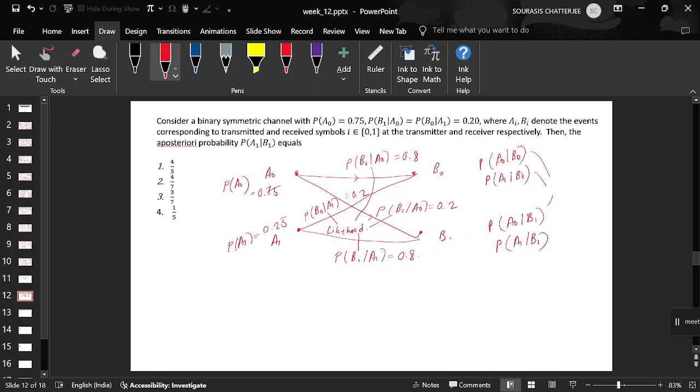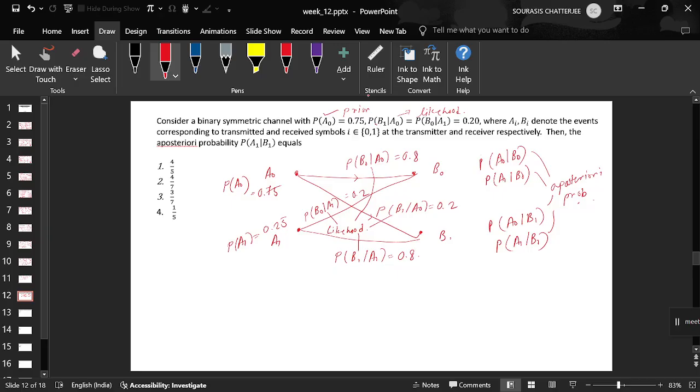So these all are a posteriori probabilities. So basically you are given this prior here, this is the prior, and you are given the likelihood.